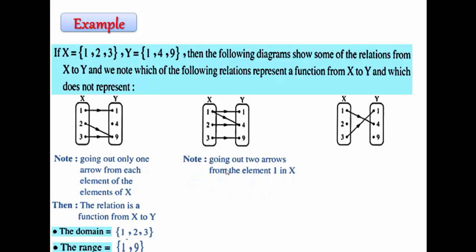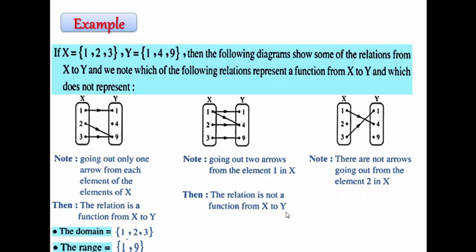Here, there are two arrows going out from the element 1 in x, one arrow to 1 and one arrow to 4. Then the relation is not a function from x to y. And the last one, there are no arrows going out from the element 2 in x, so the relation is not a function from x to y.